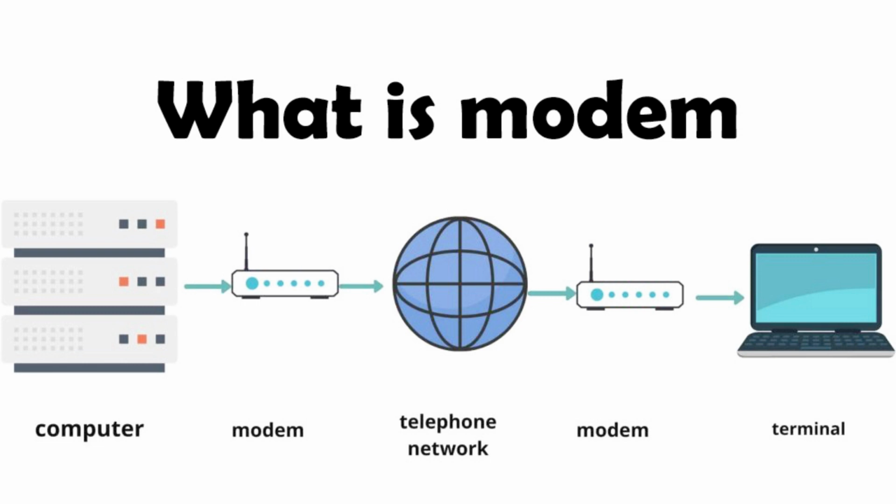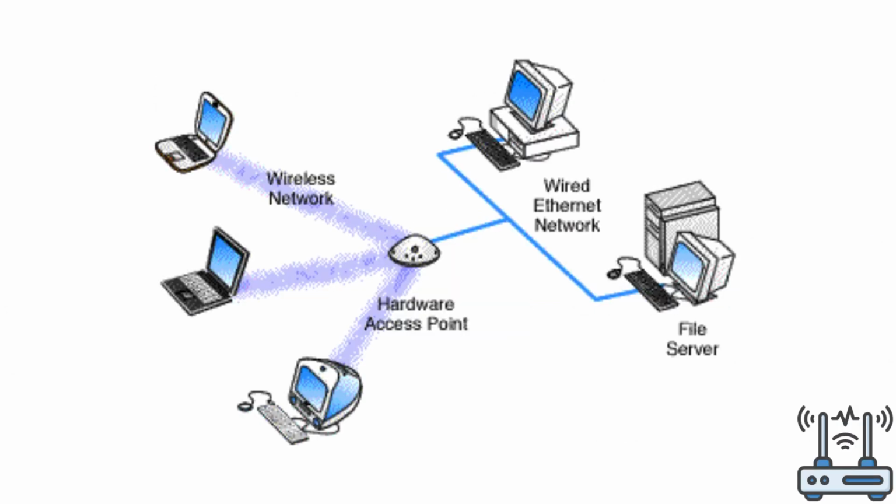Number 5, modem. A modem, or modulator-demodulator, is a device that converts the digital data from a computer into analog signals that are suitable for transmission over analog communication lines like telephone lines, and vice versa. Modems are commonly used to connect computers or networks to the internet via DSL, cable, fiber optic or dial-up connection.